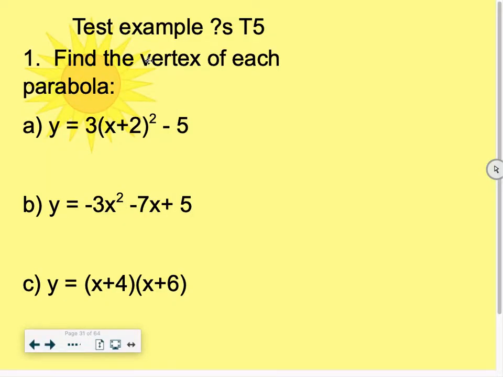All right, here are the test examples for target 5, which is on finding the vertex of a quadratic equation. So the first thing you have to do for each of these is identify which form the equation is in. This first one is in vertex form. The second one is in standard form. And the third one is in intercept form.